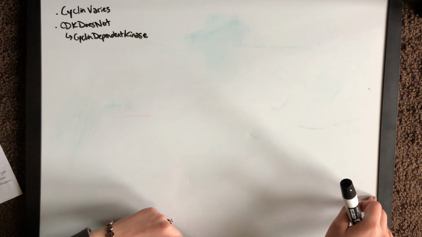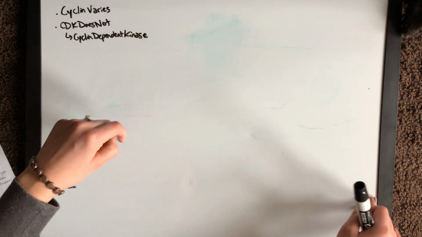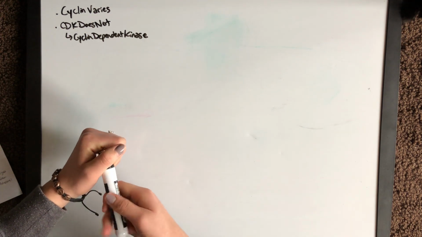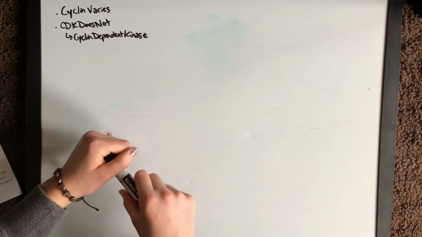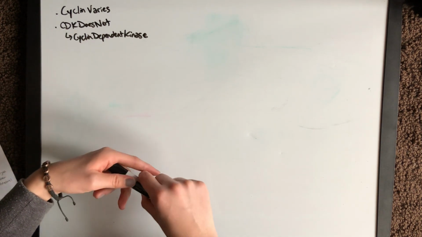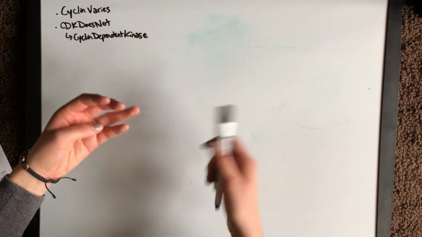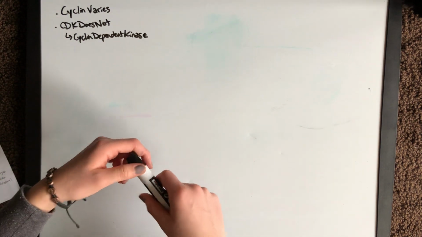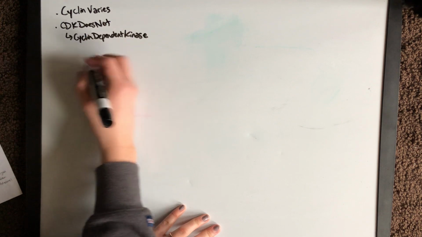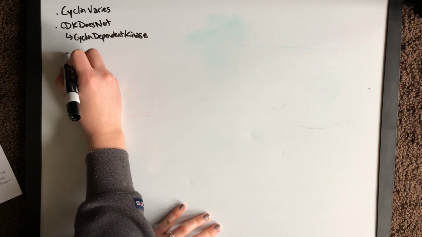Okay, and then overall view, when we phosphorylate things, we're going to phosphorylate the serine and threonine amino acids, and that'll give us some sort of cellular change. So let's draw a little chart here for cyclins and CDKs.